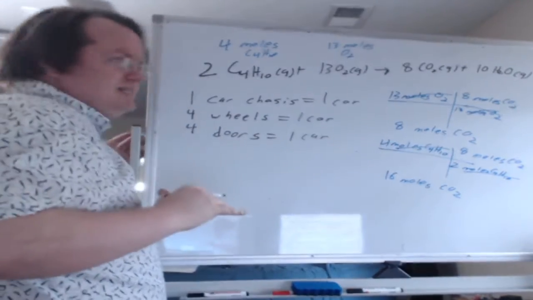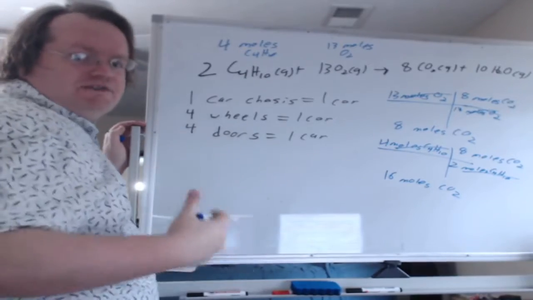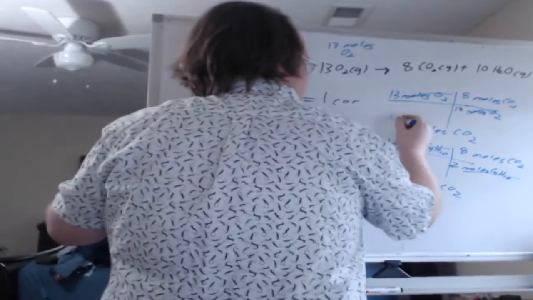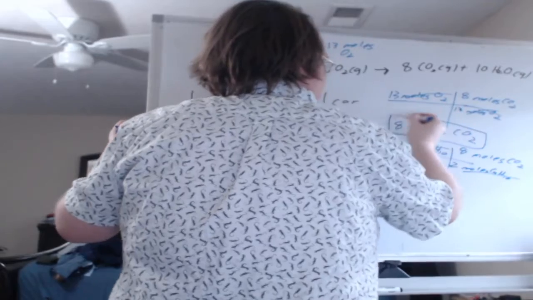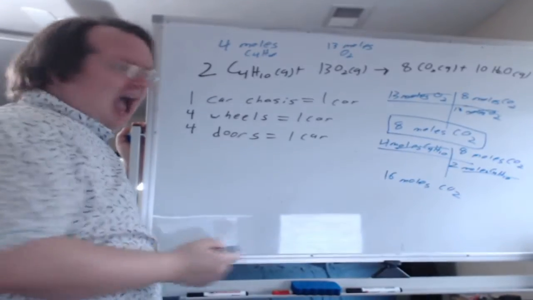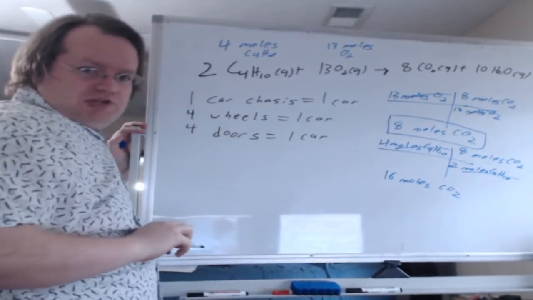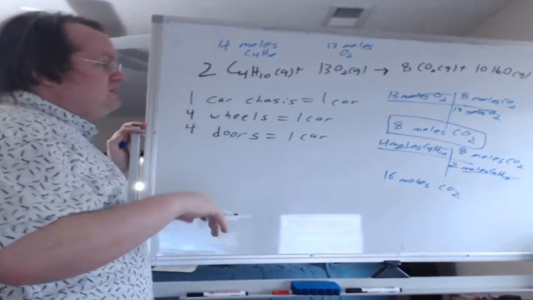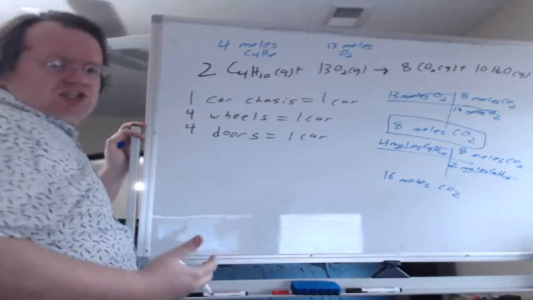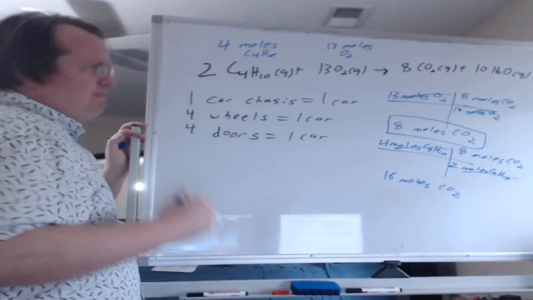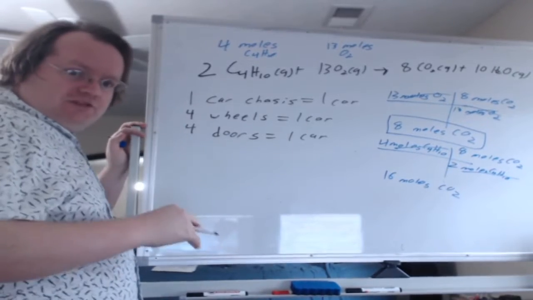What this means is that I'm going to run out of oxygen first. So the actual answer to this question is I make 8 moles of CO2. I can't make 16 moles of CO2 because that would require me to have more moles of oxygen first. Just like with our car example, we run out of something first.